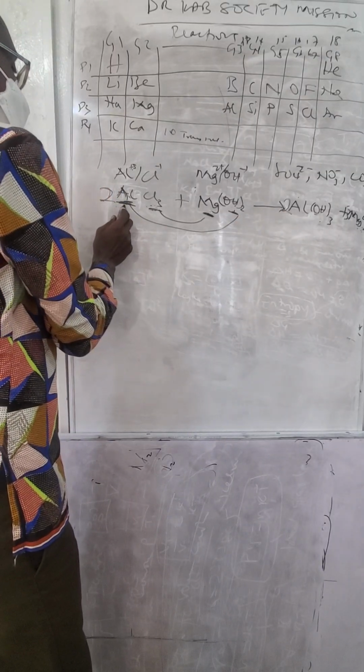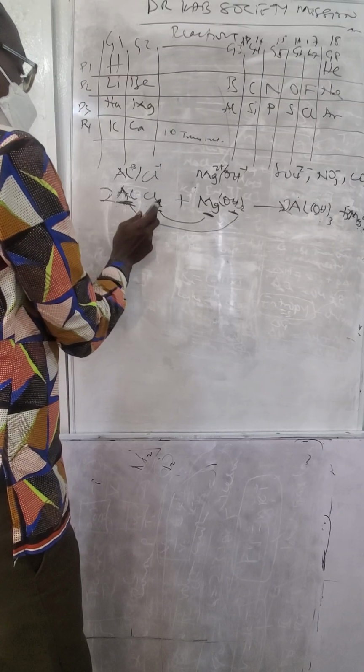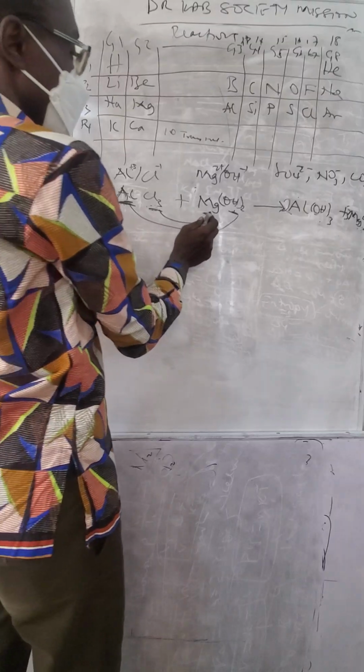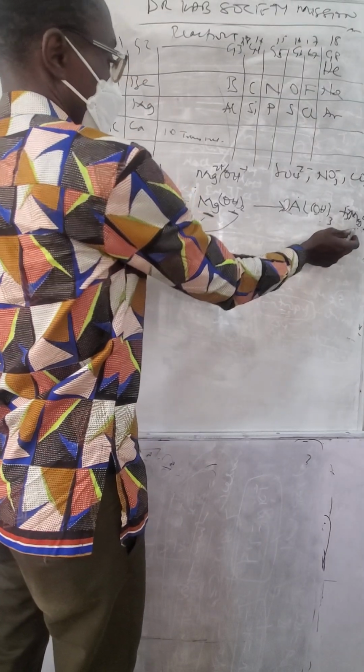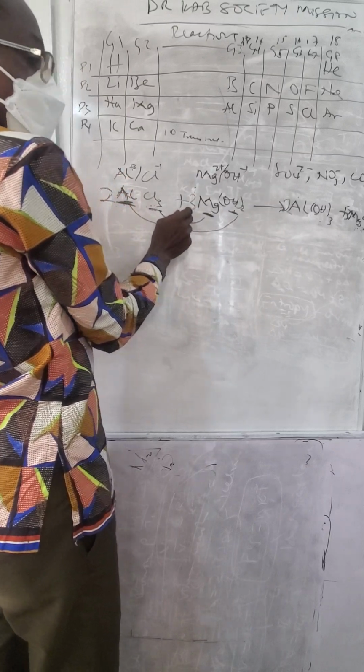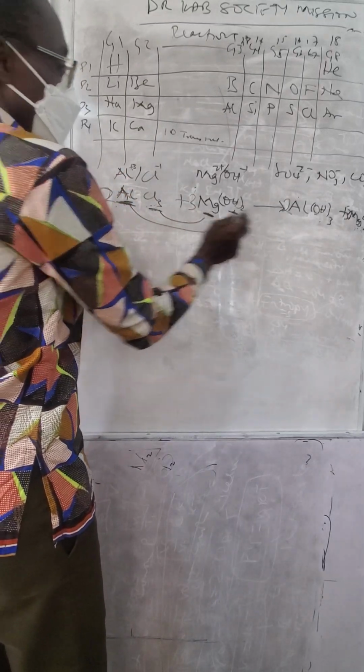So I've satisfied this and that. Okay, now let's go to Mg. Mg is 1 here. Now Mg has become 3. How do I make Mg 3 here? I have to multiply here by 3. Okay? Now if I multiply here by 3, Mg has balanced.